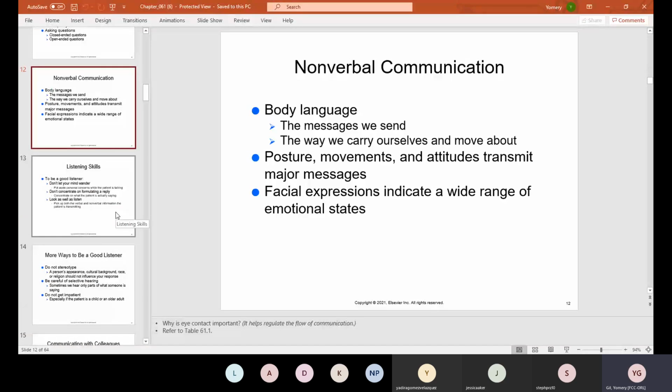So the next part is nonverbal communication. And nonverbal communication, of course, is body language, the messages we send, the way we carry ourselves and move about. So even though sometimes nonverbal communication is something you do subconsciously, some people do pick up on it. So posture, movements, and attitudes transmit major messages. Facial expressions indicate a wide range of emotional states.